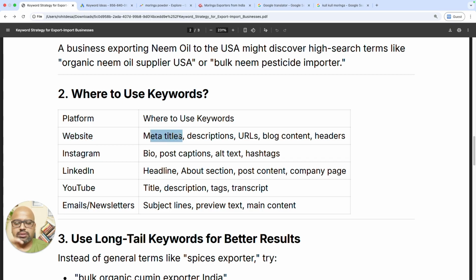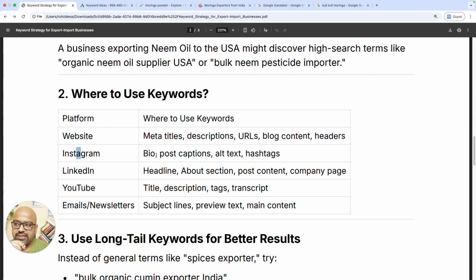Meta titles. If you are not aware of meta titles, that's something technical. When you are writing SEO, you get to know about it. If you are not aware of it, you can search for it, or in future videos I can help you out with that. So: meta titles, descriptions, URLs, blogs, content, header, bio, post.